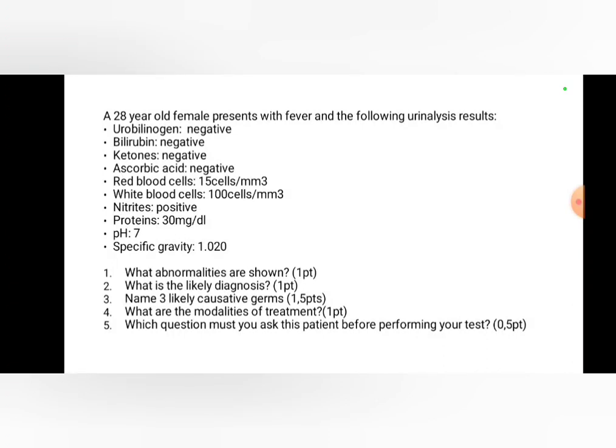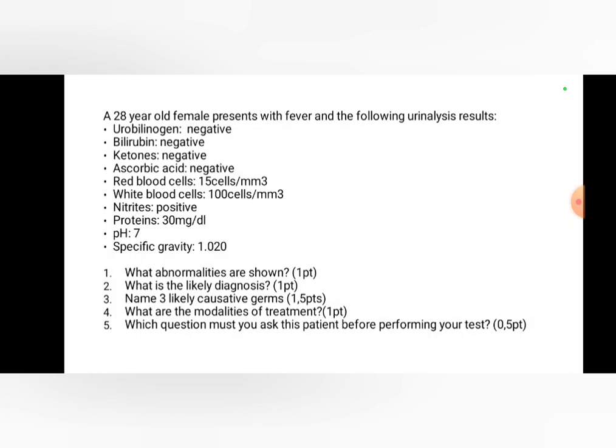Is it clear? So what is the abnormality shown? I've already said hematuria, leukocyturia, nitrite positive, proteinuria. The next one is, what is the likely diagnosis? So the answer is urinary tract infection. That is your answer. Is it clear? So, urinary tract infection.